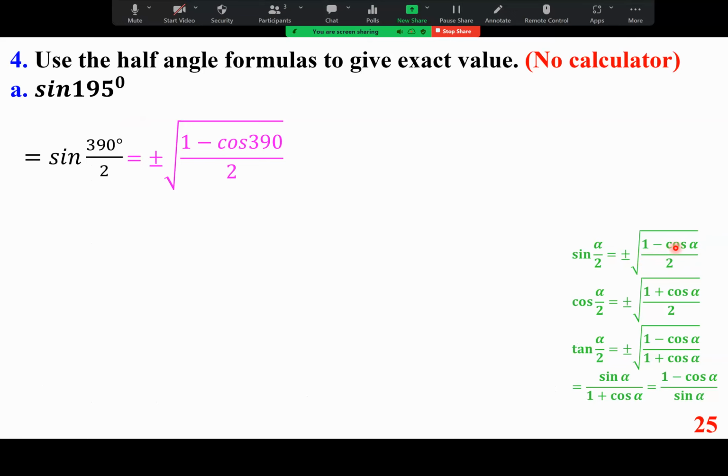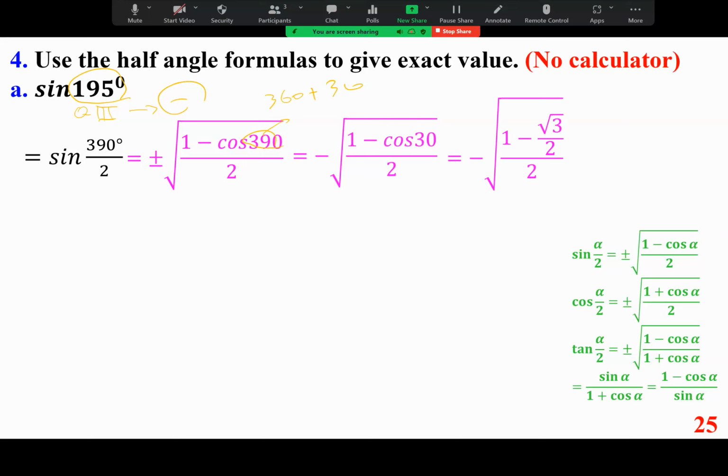And whether it's positive or negative, we go back and look at this one. Remember, this is 180 plus 15. That gives us the third quadrant, in which case sine is negative. So let me make sure that you understand this means quadrant 3. Therefore, it's negative. So we keep the negative sign. And as I mentioned, this is 360 plus 30, and so it's the same as 30 degrees. Cosine of 30, you know it to be square root of 3 over 2.